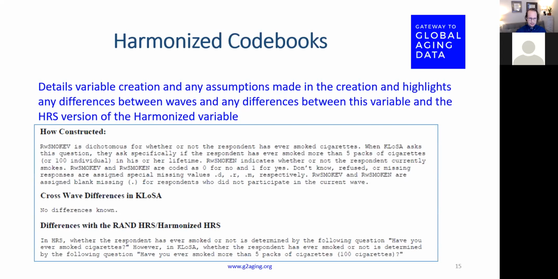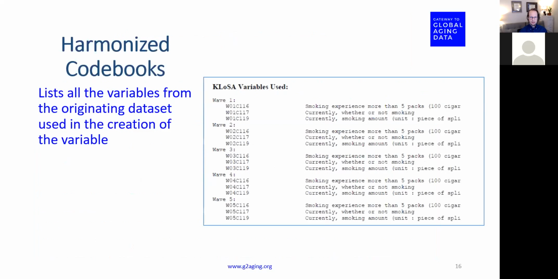But one thing that we do note in the differences with the RAND HRS, harmonized HRS, is that in the HRS, whether the respondent has ever smoked or not is determined by the following question: have you ever smoked cigarettes? However, in KLOSA, if you remember, it is determined by the question: have you ever smoked more than 5 packs of cigarettes, which would be 100 cigarettes. So depending on what you're researching, that difference might be important to you. These detailed notes take time for our team to write and come up with, but they can really provide invaluable information about the comparability between studies.